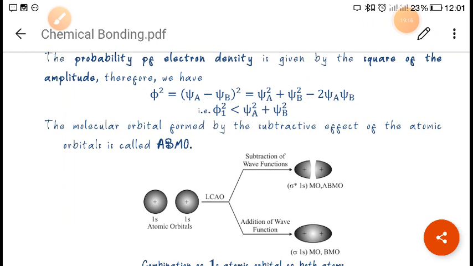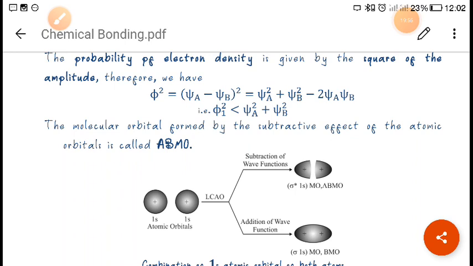Now when we talk about the bonding molecular orbital, we have seen that it is formed when the electron waves of the combining atoms are in phase, that is, both have a positive amplitude, right? So in this molecular orbital, what will happen? The electron density is centered between the nuclei of the combining atoms.